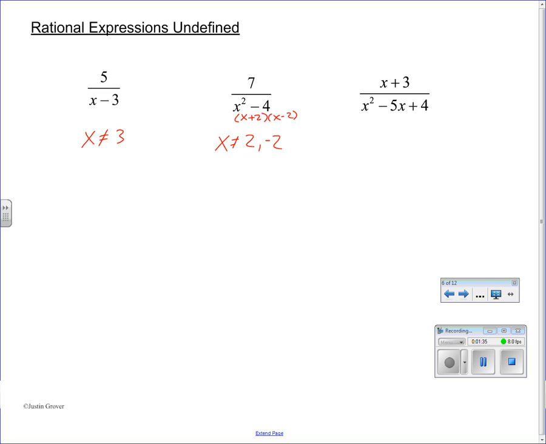Now the denominator of the last term. Again, I'm not even looking at the numerators because it is okay to have a 0 in the numerator, just not in the denominator. This factors to x minus 4 and x minus 1, and so that means I look at each of those separately. What number would make x minus 4 0? Positive 4. What number would make x minus 1 0? Positive 1. So x cannot equal 4 or 1.